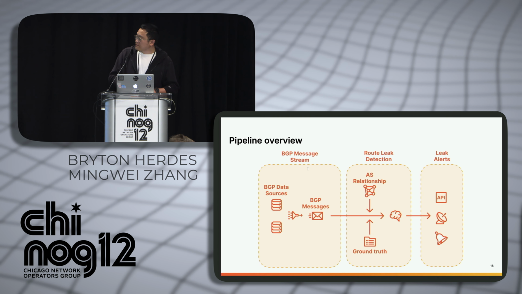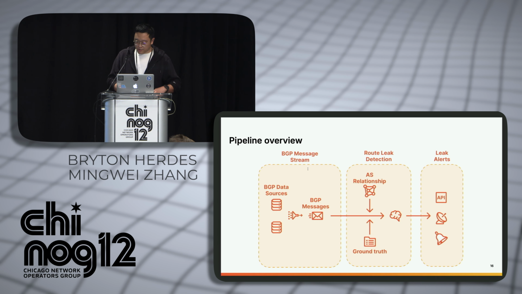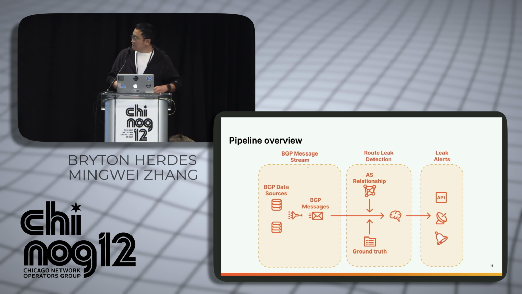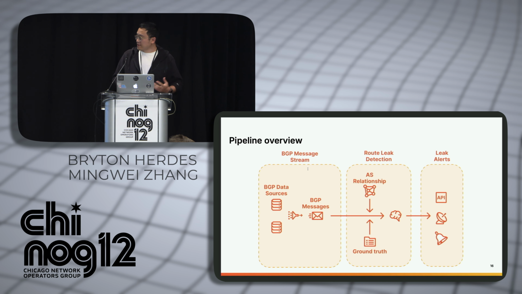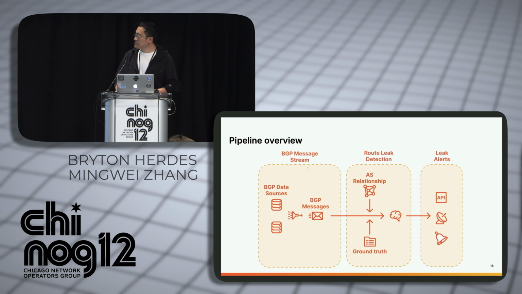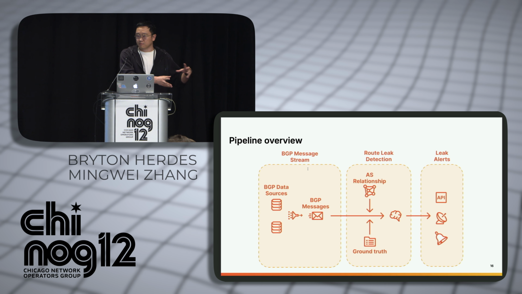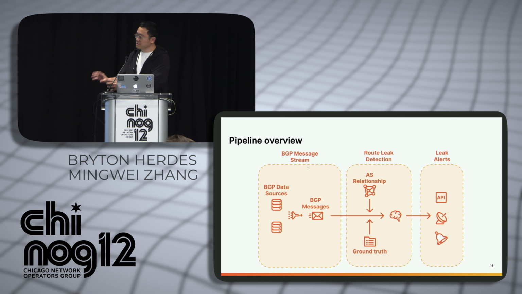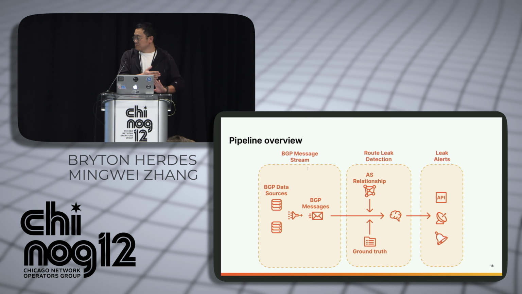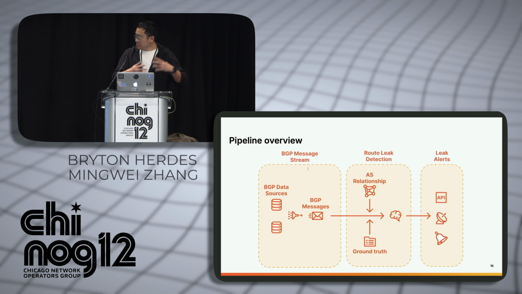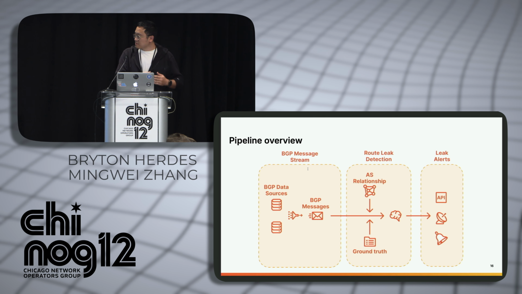Some of the overview. I'm trying to go as high level as possible so that we can give you a good understanding of everything that's involved in the whole pipeline. So from left to right, we're going from the source of the BGP messages into alerts. At the leftmost, we're taking BGP data sources. I'll tell you in the next slide, we'll talk about those data sources.